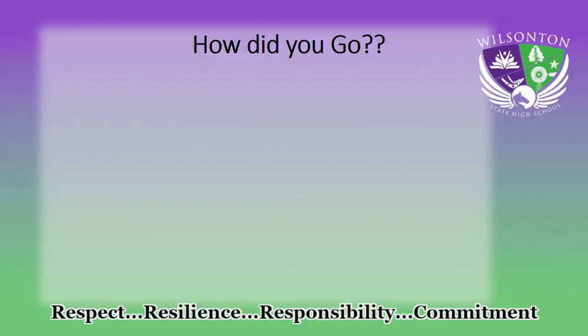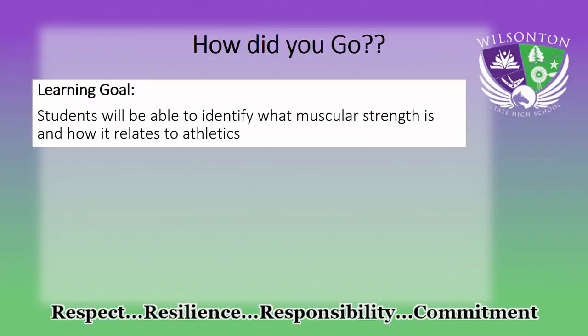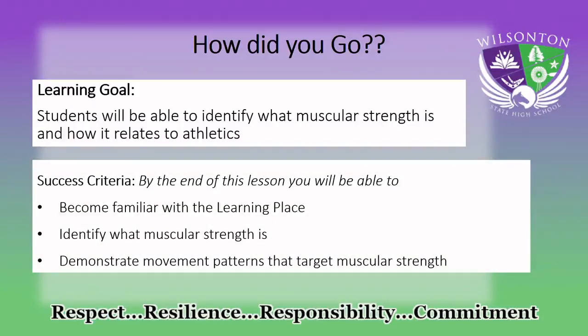How did you go? Feeling coordinated now? Rightio, the learning goal for this lesson is students are going to be able to identify what muscular strength is and how it relates to athletics. By the end of the lesson, hopefully you're going to be familiar with the learning place. So we're going to have a look at the learning place first so you know where to go and how to access the materials. You're going to be able to identify what muscular strength is, and you're going to demonstrate movement patterns that target muscular strength.